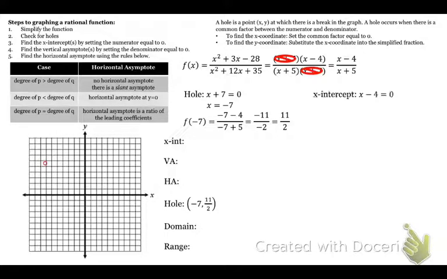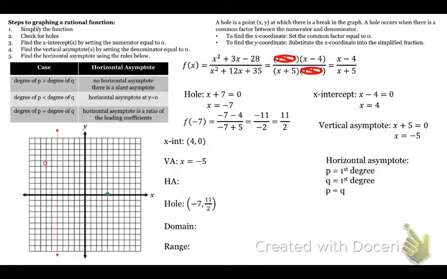To find our x-intercept, x minus 4 equals 0, which means x equals 4. So then there's our x-intercept. Vertical asymptote, x plus 5 equals 0, which means x equals negative 5. So there's that. Horizontal asymptote: the degree on top is a first degree, the degree on bottom is a first degree, so P equals Q, which means it's just a ratio of the leading coefficients. They're both 1, so that means our horizontal asymptote is at y equals 1.